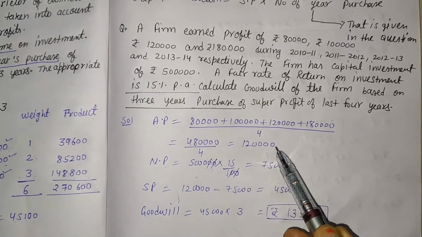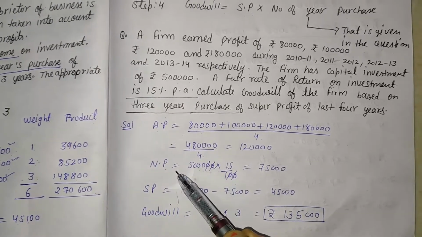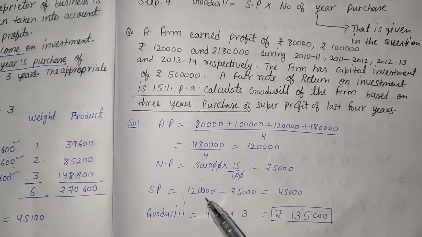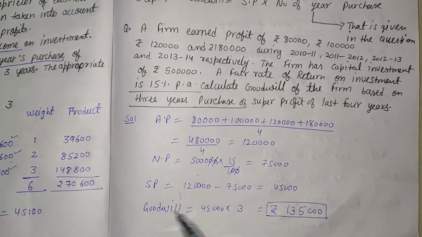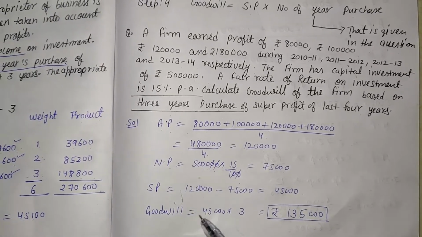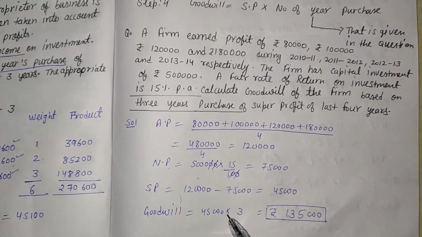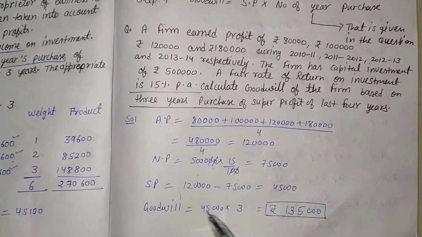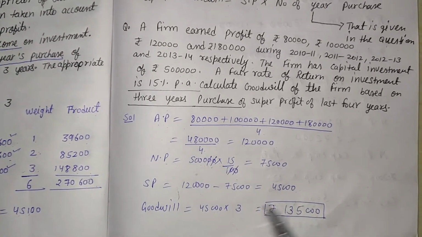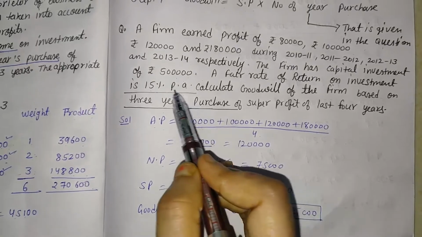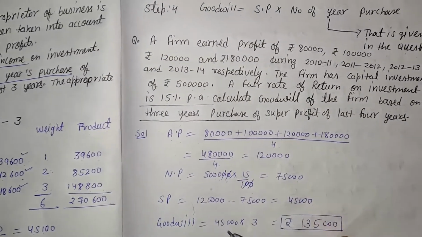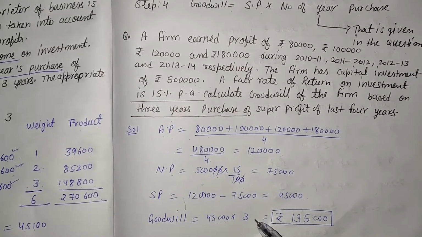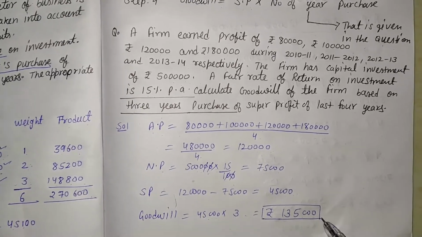Now the third step is average profit minus normal profit. Average profit is 1,20,000. Normal profit is 75,000. After that we are getting 45,000. And the last step is goodwill. Goodwill is equal to super profit into number of years purchase. Here the super profit is 45,000. Multiply number of years purchase, that is given in the question, that is 3 years. So 45,000 multiply 3, we are getting 1,35,000.